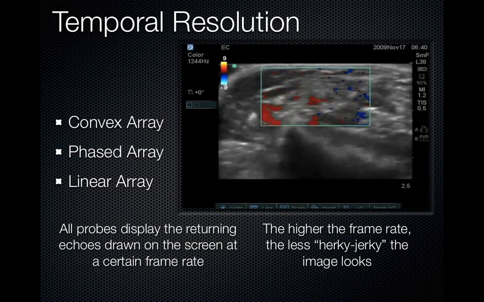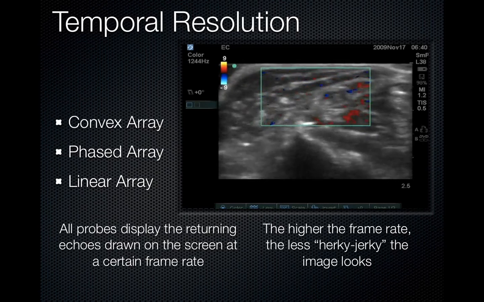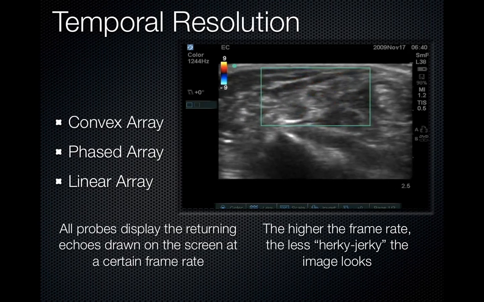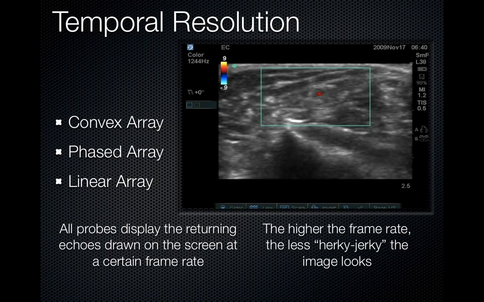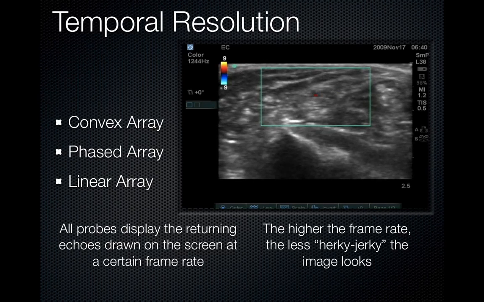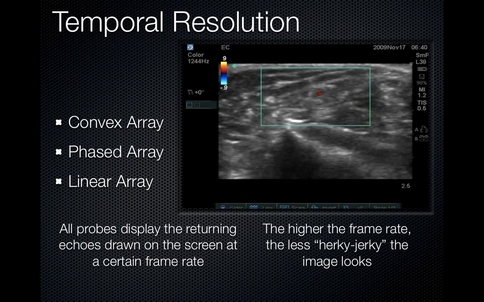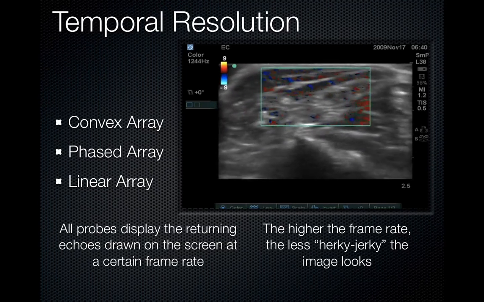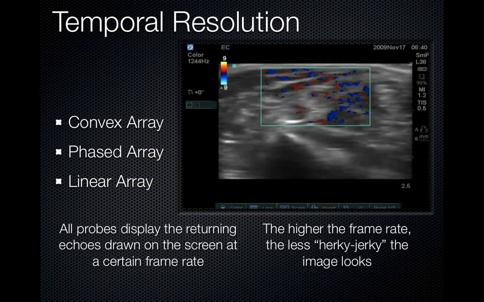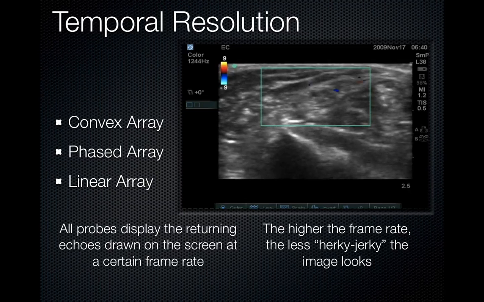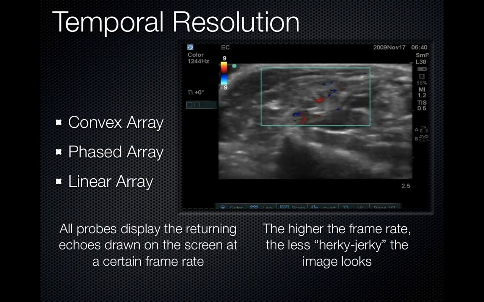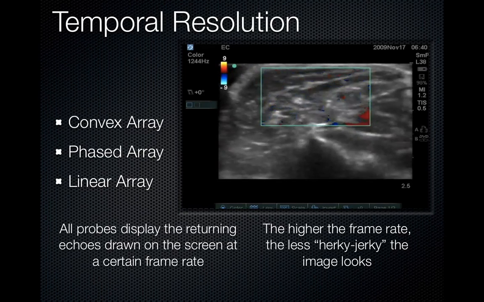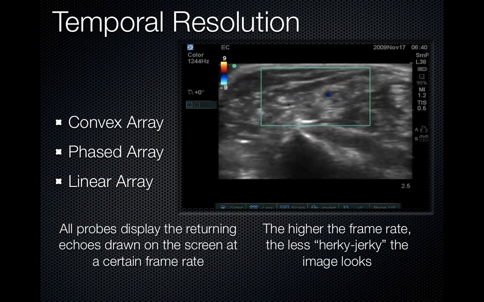All probes display the returning echoes drawn on the screen at a certain frame rate. The higher the frame rate, the less herky-jerky the image looks. If you look at objects that are in motion, such as the heart, you will want to select a software mode, such as cardiac mode, that has a higher frame rate so that you get a smoother image. When you're looking at the abdomen, it is not important to have a high frame rate, and actually choosing the abdominal presets will give you a better picture.